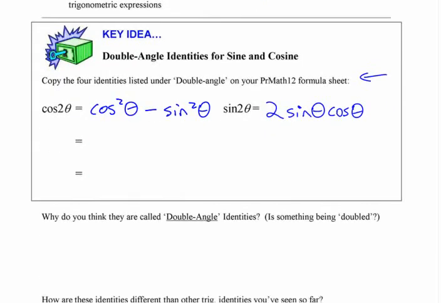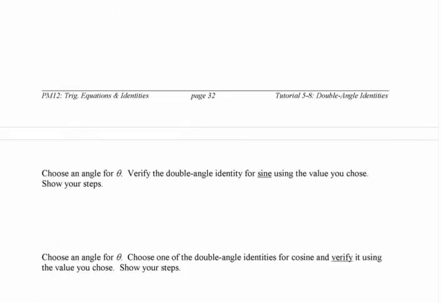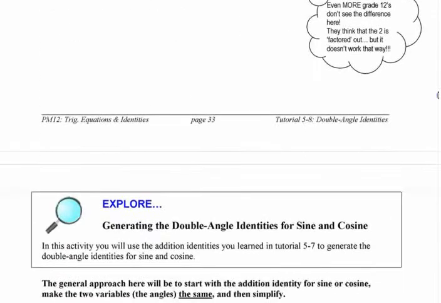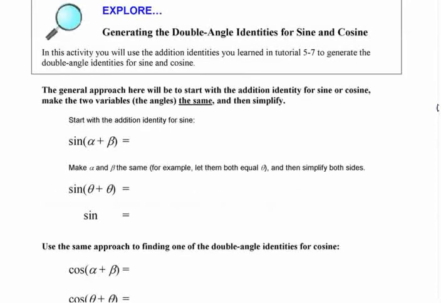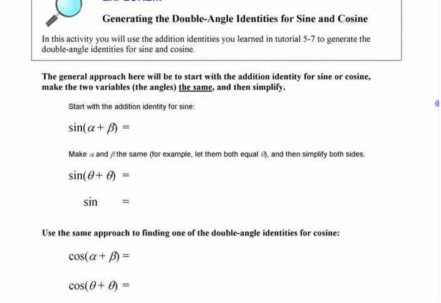So we're going to skip ahead here a little bit. This is for you to think about after. But this is kind of generating them from what you already know. Okay, general approach here to showing why these are what they are. We'll do one of them here. Start with the addition identity for sine. So sine of alpha plus beta, if you remember what that was.